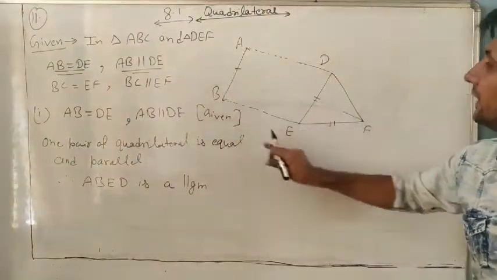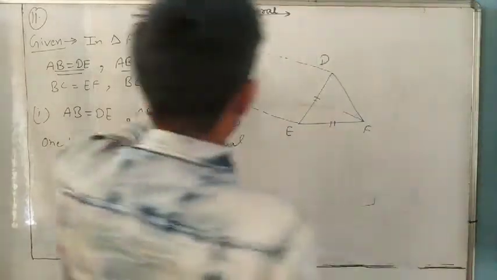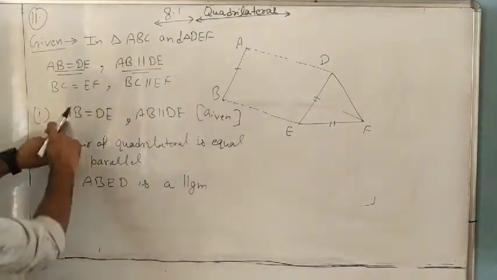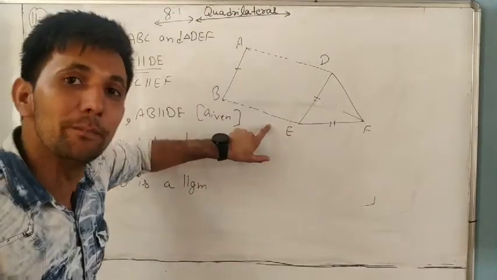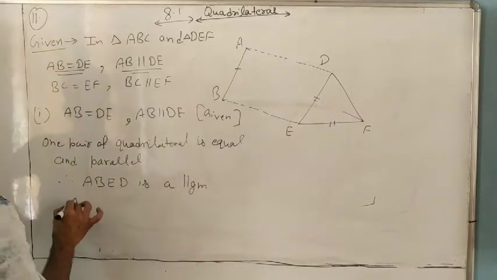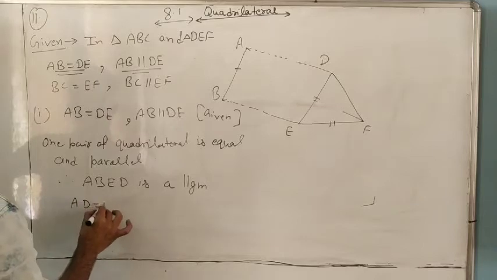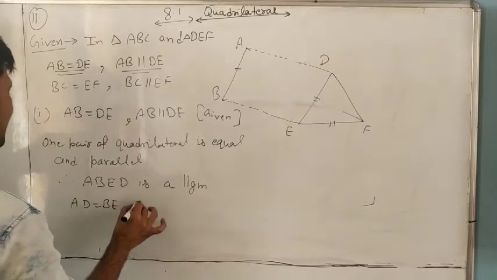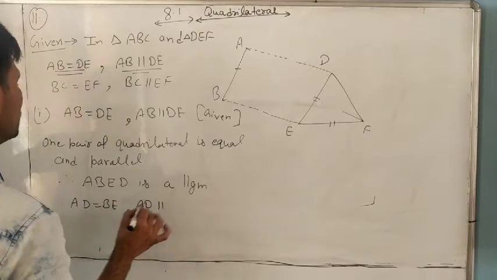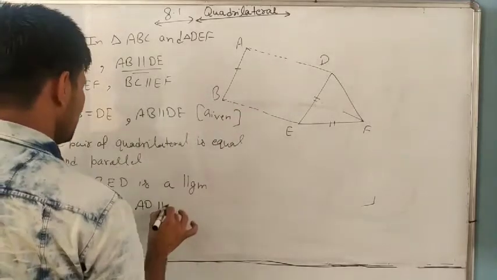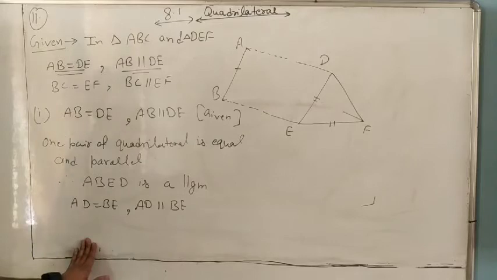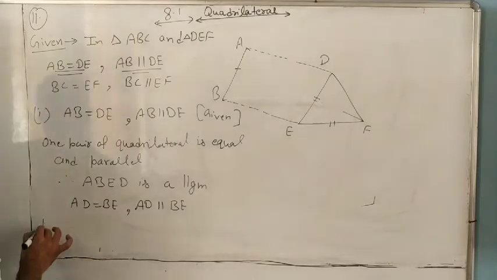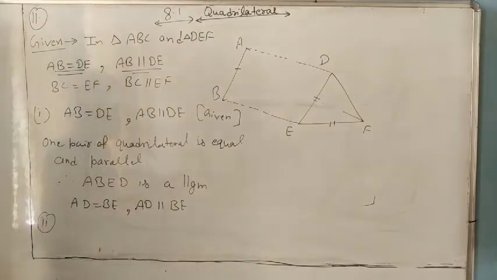ABED is a parallelogram, and if ABED is a parallelogram, it means AB equal to DE also. It means AD equal to BE also. So therefore AD equal to BE also, and AD parallel to BE also, because it is a property of parallelograms. So this is our first part. Next is the second part.